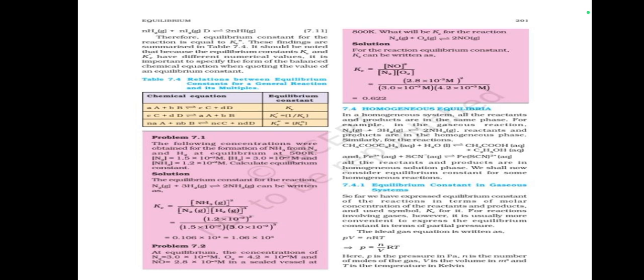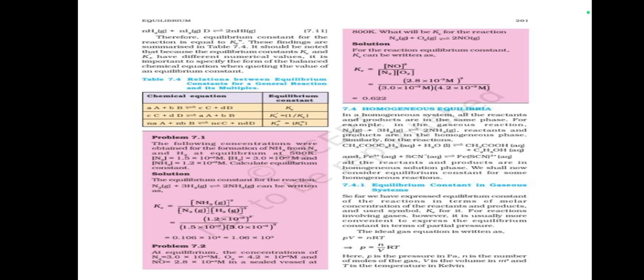Problem 7.2. At equilibrium, the concentrations of N2 is 3 × 10^-3 M, O2 is 4.2 × 10^-3 M, and NO is 2.8 × 10^-3 M in a sealed vessel at 800 Kelvin. What will be Kc for the reaction N2(g) + O2(g) ⇌ 2NO(g)? Solution: for the reaction, the equilibrium constant Kc can be written as Kc = [NO]² / ([N2][O2]), then Kc is equal to 0.6022.